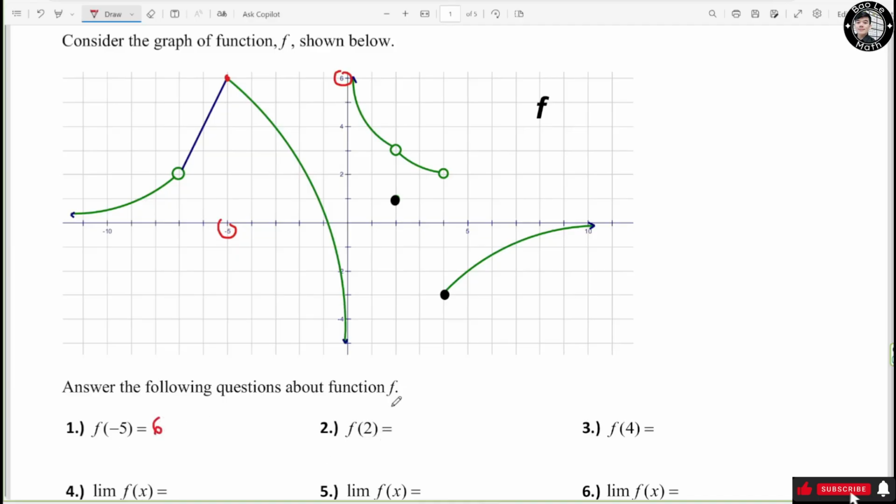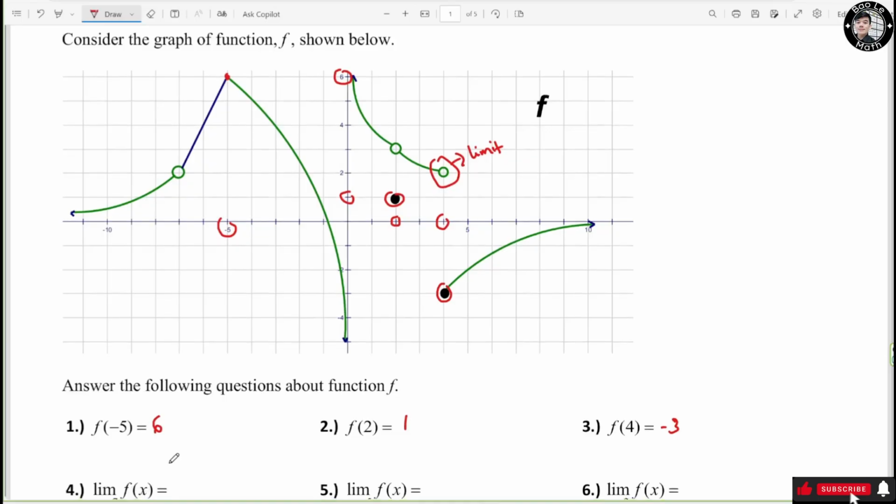Question 2, f of 2 is right here. The answer should be 1, right? Question 3, f of 4 is right here. F of 4 should be this one, right? So it could be -3. Be careful. This one is the limit because you see the hole right here, right? This is the dot. So keep that in mind.